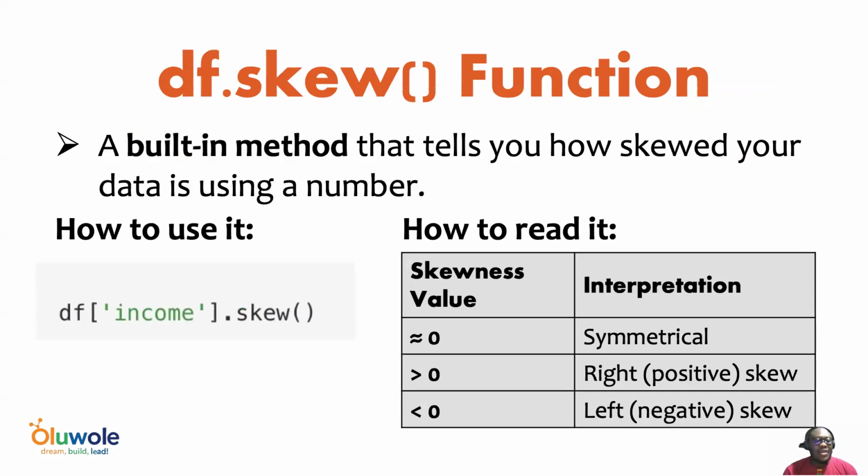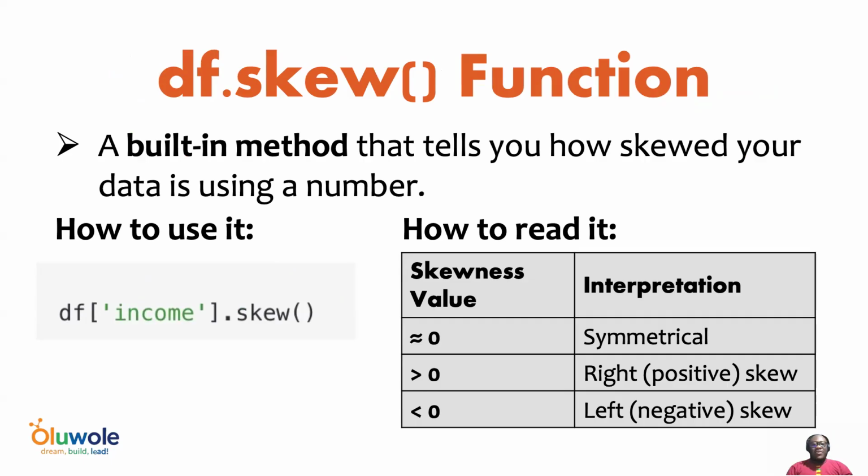All right. Then we now talk about the df.skew function. This is a built-in method that tells you how skewed your data is when you are using numbers. Exactly, when you are using numbers. And how do we read it? When you are trying to check income, we take the column income and want to check the skew. We say print df.skew for this income.